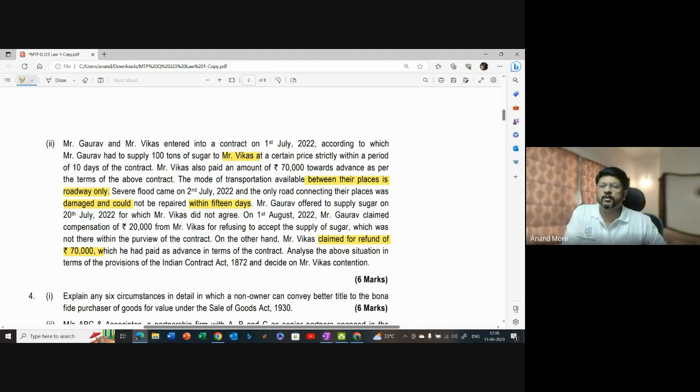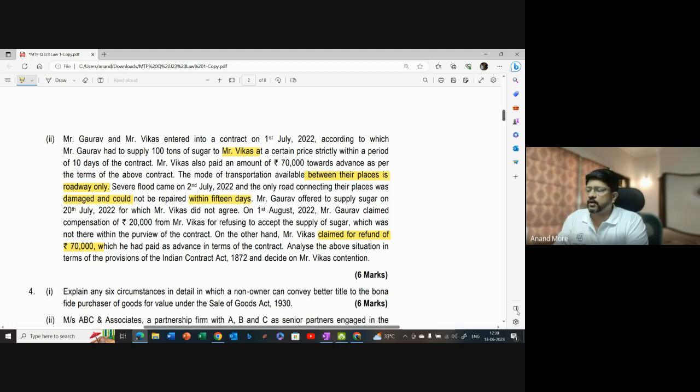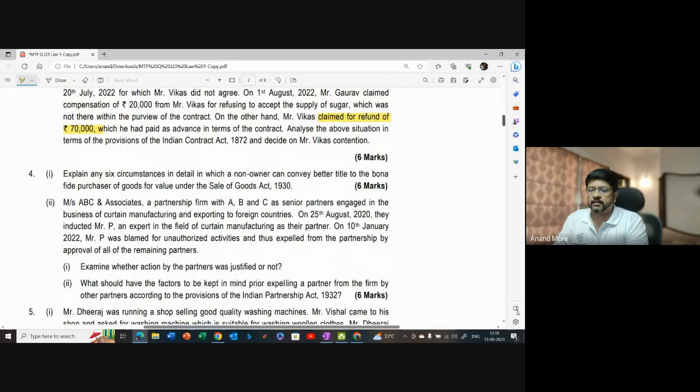So in case of supervening impossibility, the party who has got any benefit under the contract is required to refund the same, return the same to the other party, and cannot enforce the other party to perform the contract after the supervening impossibility is over. The other party may or may not, but there cannot be a compulsion that the contract must be performed. So Mr. Gaurav is not having a right to force the contract for delivery of sugar to Mr. Vikas. He does not have a right to demand damages. And Mr. Vikas, on the other hand, has got every right to claim refund of the advance paid by him to Mr. Gaurav. Okay, so these are the points to be mentioned when it comes to the second sub question of question 3.